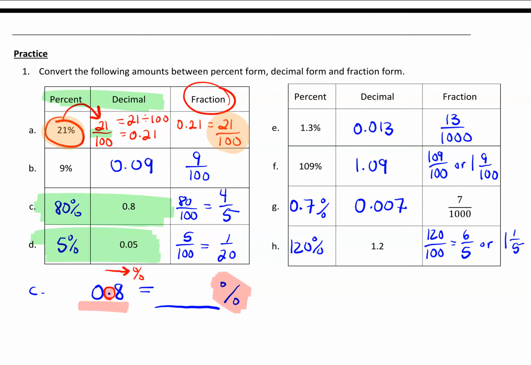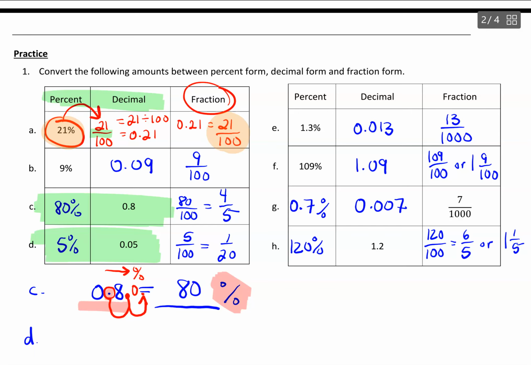And since a percent is out of 100, I'm going to relocate that decimal point 2 place values. So 1 place value, that puts it behind the 8. A second place value will put it over here, and there'll be a missing place value that I need to fill in. That's how I got 80%.